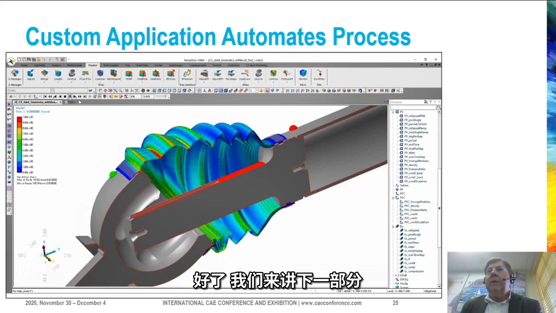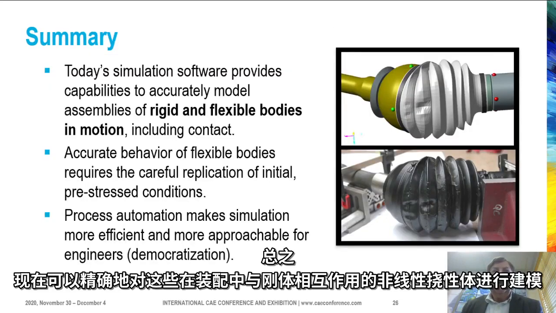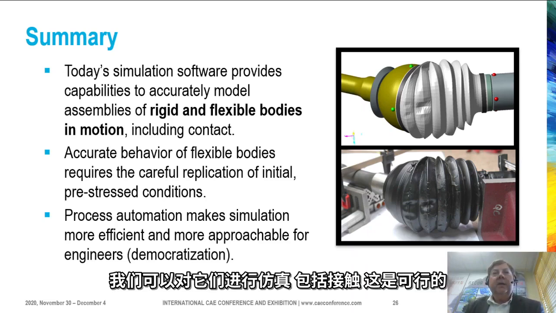So with that, let's move on to the next slide. So in summary, it's now possible today to accurately model these nonlinear flex bodies that are interacting with rigid bodies in an assembly, and we can simulate them, include contacts, and so it's now possible to do this.